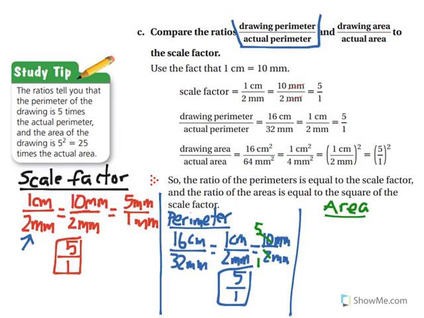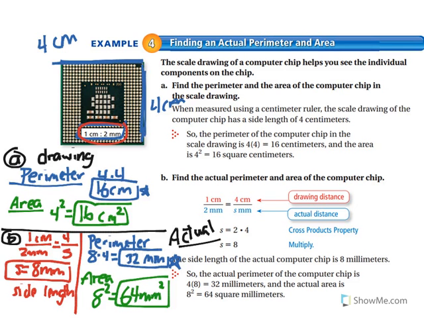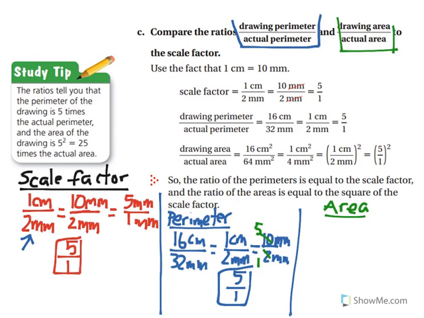Again, we're going to be doing the drawing area to the actual area. The drawing area was 16 centimeters squared, and the actual area was 64 millimeters squared. So I'm going to have 16 centimeters squared over 64 millimeters squared. The first thing we're going to do is simplify if we can.